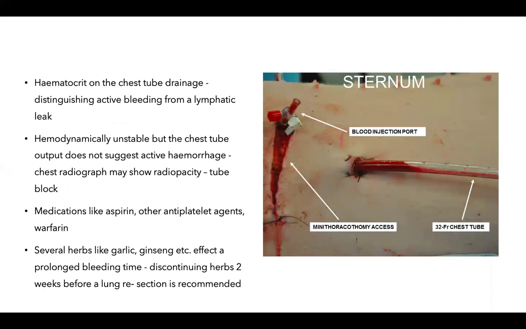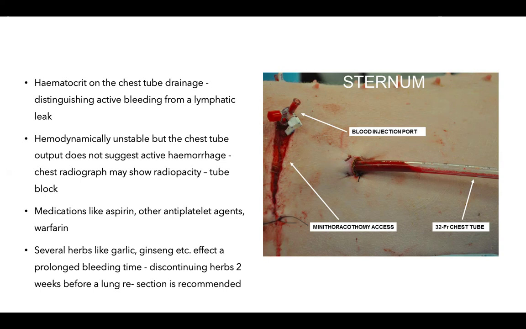How to differentiate between a hemorrhagic pleural effusion and a frank hemorrhage? Hematocrit of the chest fluid can be helpful, and if the hematocrit is more than 50%, then it strongly indicates an active bleed rather than a lymphatic leak. If the patient is hemodynamically unstable, but the chest tube is not draining anything, it is still strongly suggestive of acute hemorrhage, and in that situation, do a chest X-ray to look for radiopacity of the same side of the lung, and most likely there is a tube block.